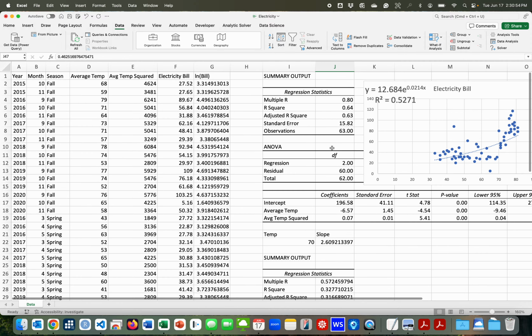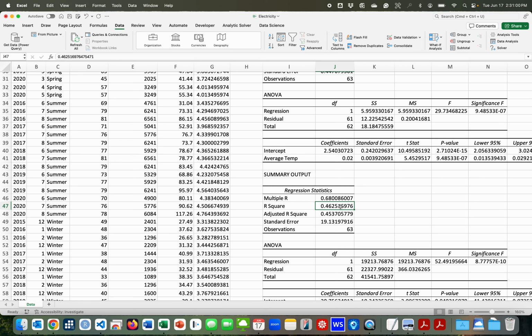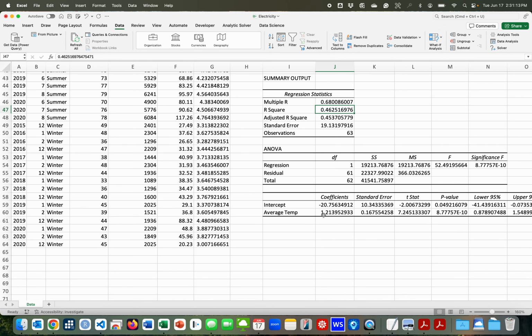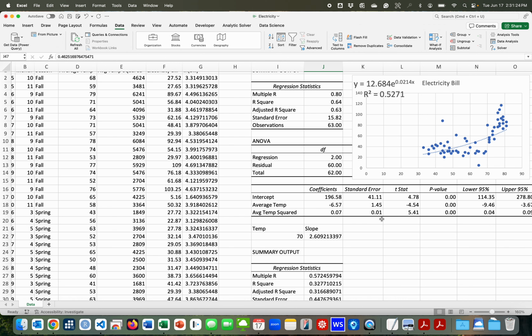So we can compare the r-square from the polynomial model of 0.64 to the r-square of the linear model, and we can clearly see that the polynomial model explains more of the variation. So it's doing a better job than the linear model. And the linear model says for every 1 degree increase in average temperature, the electricity bill increases by $1.21. So those are the three models that we talked about. In this case, the polynomial is clearly the best. It is the best fit just visually. We can see that it's fitting the data better than the log or linear model.